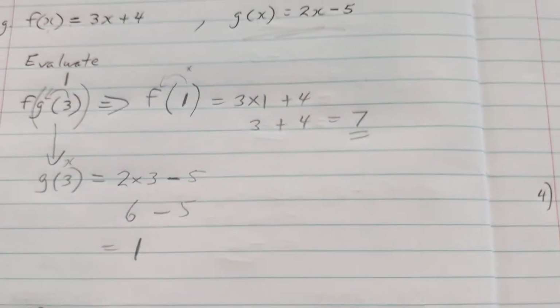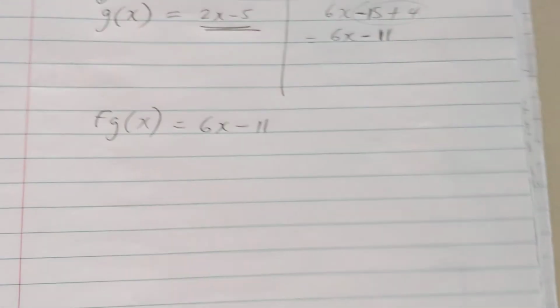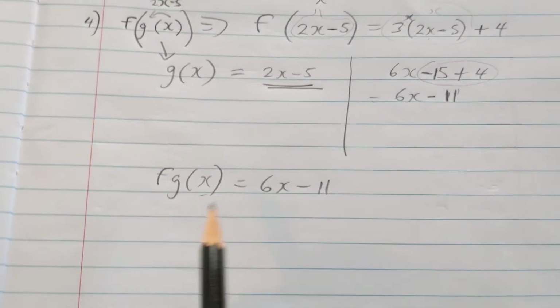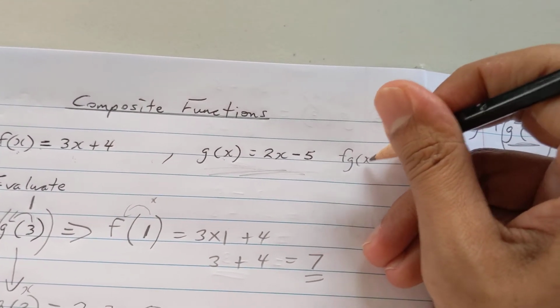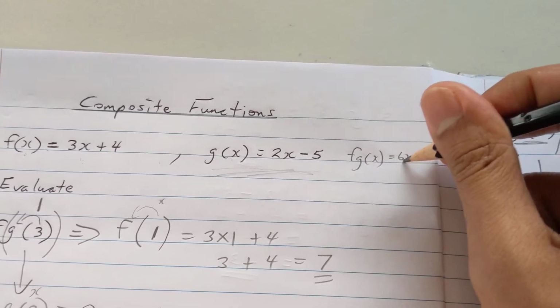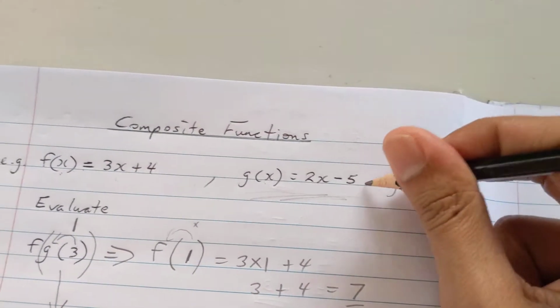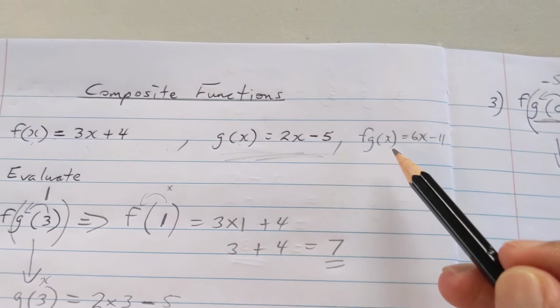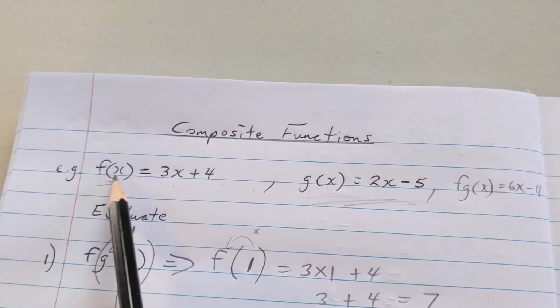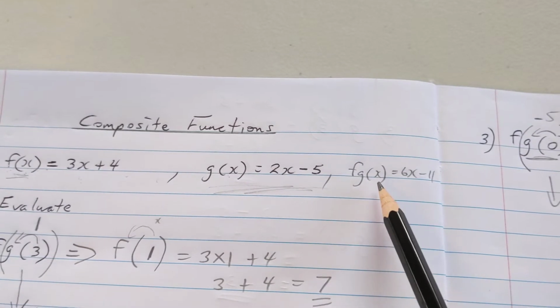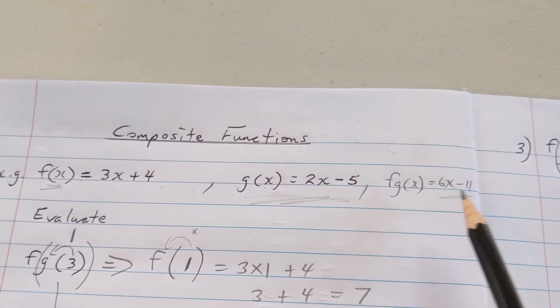Let me look back at this first one, FG at 3. So you realize once I have an x involved, that's really a function. So I can really take this and write this up here with the rest of the functions. So now I have a third function, 6x minus 11, because I created a new function. All of these are functions. One says f at some value called x, we call it a function. So this is a brand new function I created.